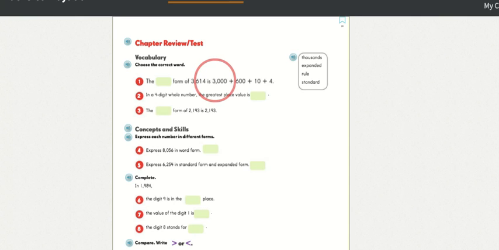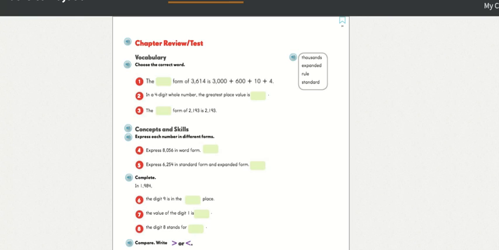When you write the problem as an addition sentence, what is that? Is that the thousands form? No. Is that expanded form? Maybe. That's an actual term. Is it rule form? No, that's not a term. Is it standard form? Maybe. Okay, so it's either expanded or standard.